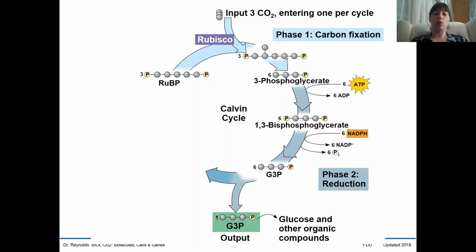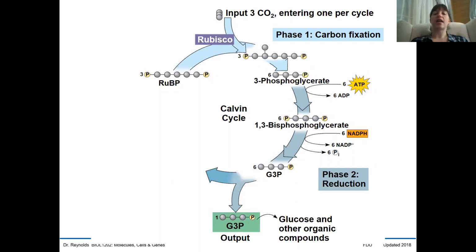So we're going to use 1 NADPH for each to be able to reduce them. This is why phase 2 is known as reduction. We are adding energy by hydrolyzing ATP, and we're adding electrons by oxidizing NADPH and reducing this molecule. It actually results in 6 molecules of glyceraldehyde 3-phosphate, or G3P.